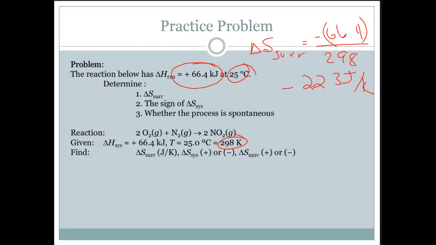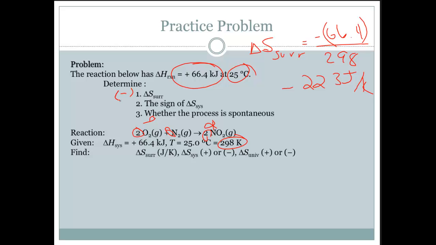I went ahead and multiplied it by 1,000 to get it into joules, so that way I can compare the entropy of the surroundings and the entropy of the system in the same units. Determine the delta S of the system. Well, we have 2 O2s and 1 N2, so we have 3 on the left. We only have 2 on the right. So the entropy is decreasing because you have fewer moles on the right. So that means that the surroundings is negative, the system is negative.